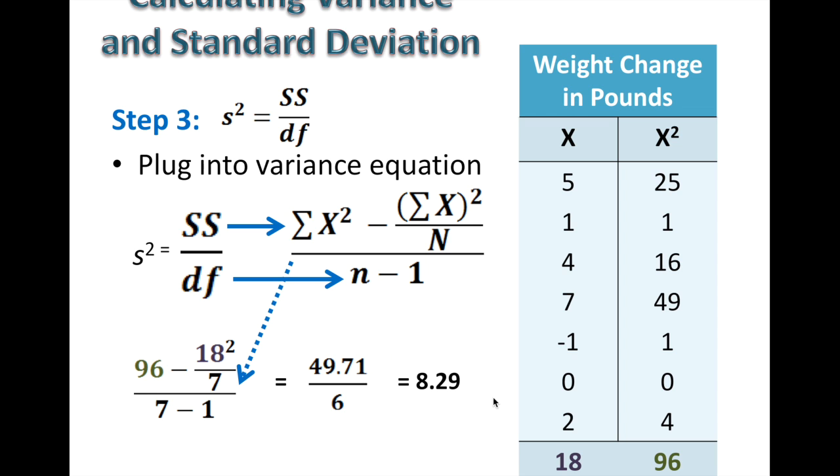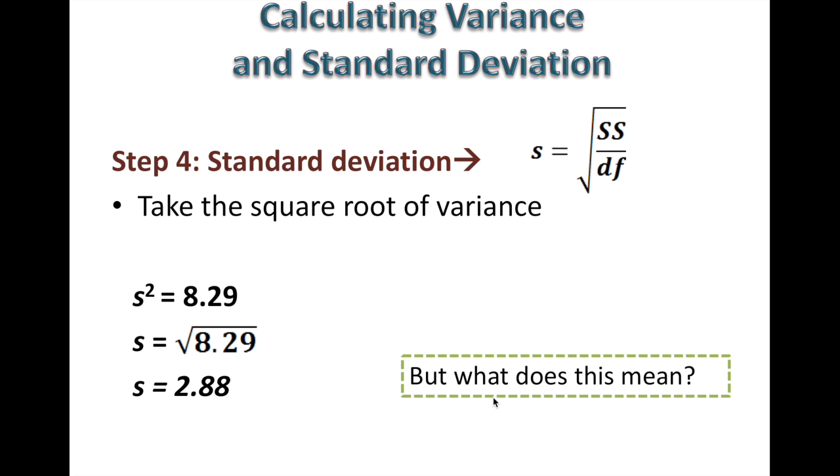And again, all we have to do now is just take the square root to find standard deviation. So again, standard deviation equals the square root of variance, or sum of squares divided by degrees of freedom. So we have variance of 8.29. We have square root of that is 2.88.